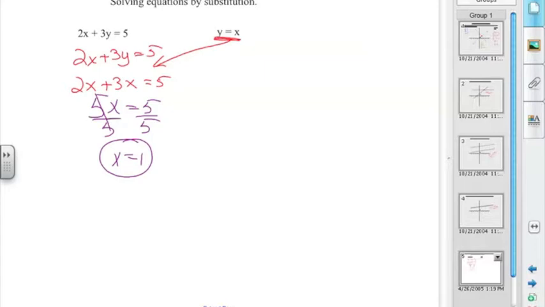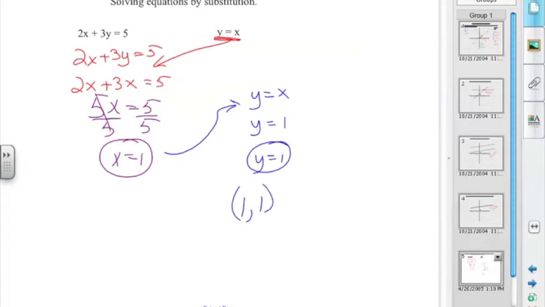I will choose y equals x because it's easier. And we will substitute in y equals x. We will substitute in 1 for the x, and we know that y equals 1. So the solution to 2x plus 3y equals 5 and y equals x is (1, 1). That is where these two lines cross each other. That is the solution to this system of equations. And it is very exact.